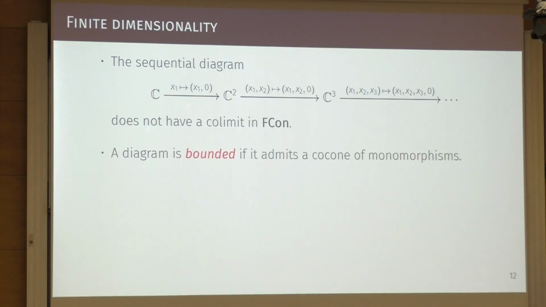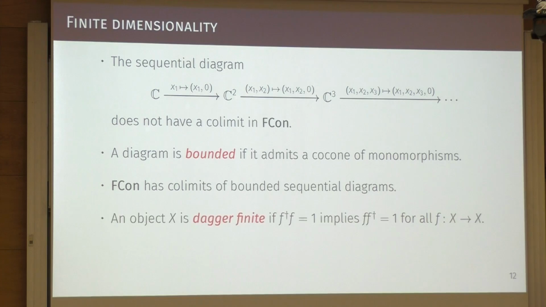So the solution is this notion of bounded diagram. We say a diagram is bounded if it admits a co-cone of monomorphisms. And the point is that Fcon has co-limits of bounded sequential diagrams, and moreover we can modify the proof that I gave earlier in the talk to be able to use just co-limits of bounded diagrams to prove that the scalars are R or C.